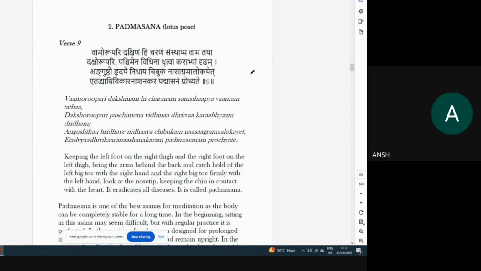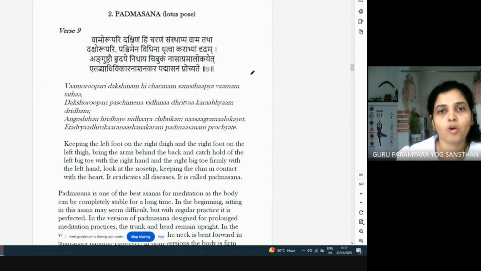Second is Padmasana. Vamarupari Dakshinam Hi Charanam Sanstapai Vam Tatha Daksho Rupari Paschimena Vidna Dritva Karabhyam Dradam, Ashtagushto Hridaya Vidhaya Chibukam Nasagra Avalokye Etadvi Vikara Nashkara Padmasan Prochate.